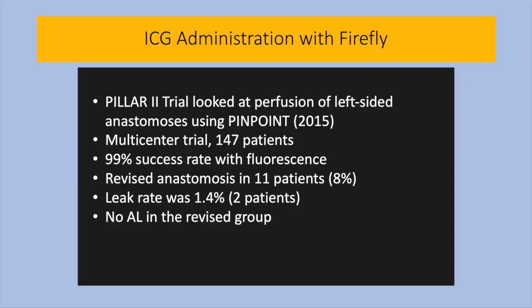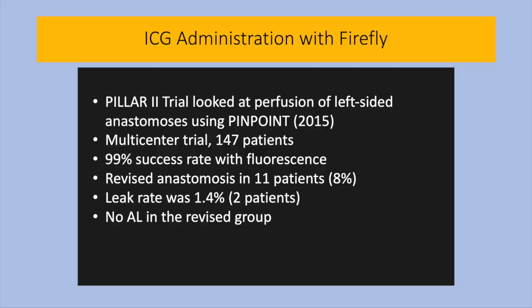The use of ICG and angiofluorescence has been postulated to help with more qualitative evaluation of an anastomosis by fluorescing bowel that is well perfused versus that which is not. And this can allow the surgeon the same opportunity to take corrective action or have reassurance about the connection. The Pillar 2 trial looked at left-sided colorectal anastomoses using pinpoint and angiofluorescent technology in 147 patients. They appropriately fluoresced the tissues in 99% of patients, causing them to revise the anastomosis on 11 patients. There were 2 leaks in this study, but interestingly, neither was one of the revised anastomosis.